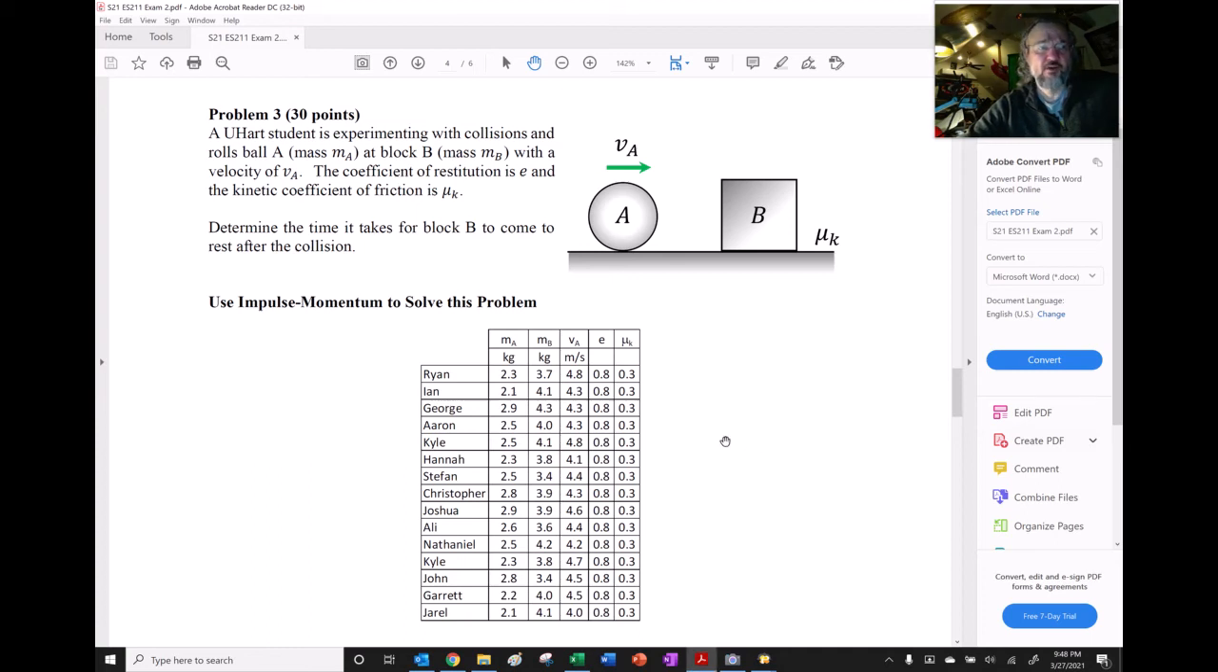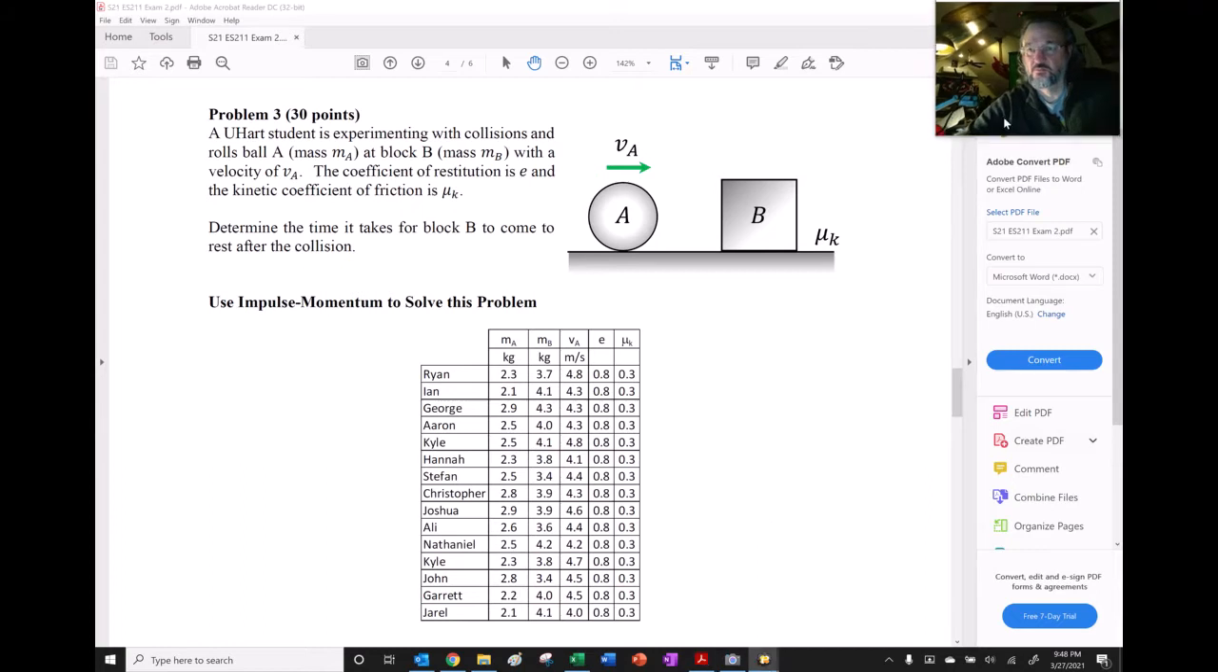Well, here we have exam 2 and problem 3. A UHart student is experimenting with collisions and rolls this ball A, with mass m_A, at block B with a velocity of v_A. There's a coefficient of restitution e, and a coefficient of kinetic friction mu_K. Determine the time it takes for block B to come to rest after the collision.